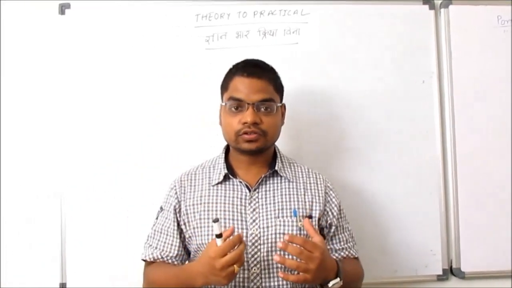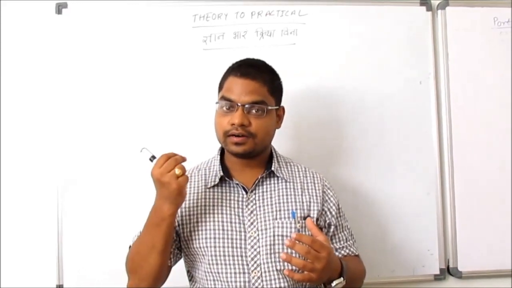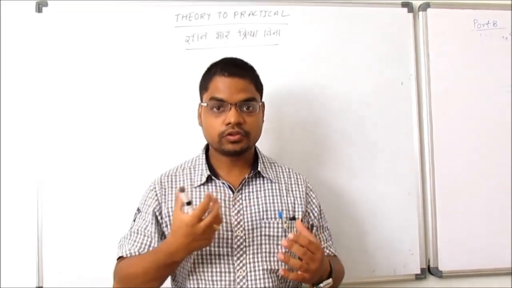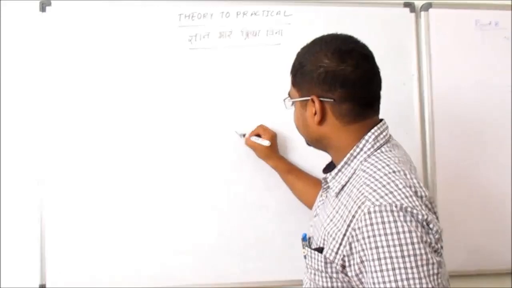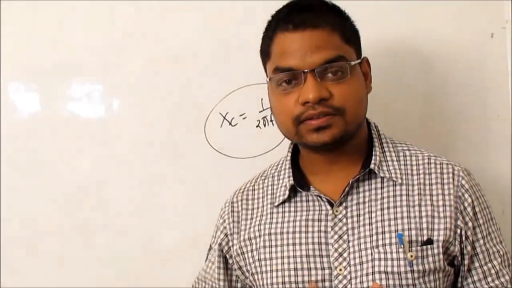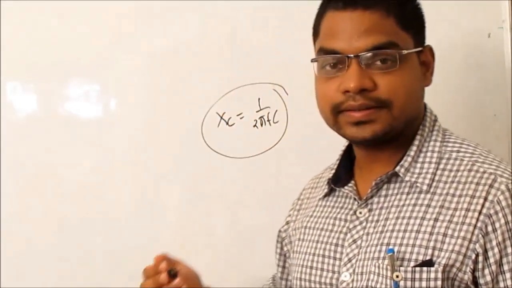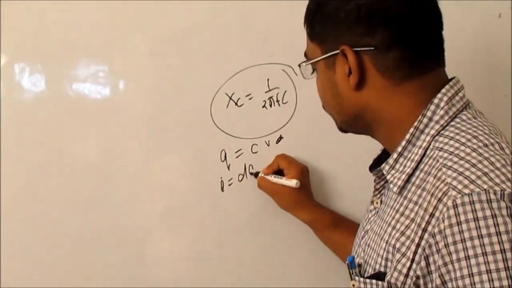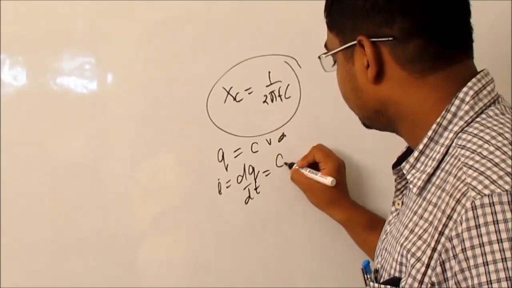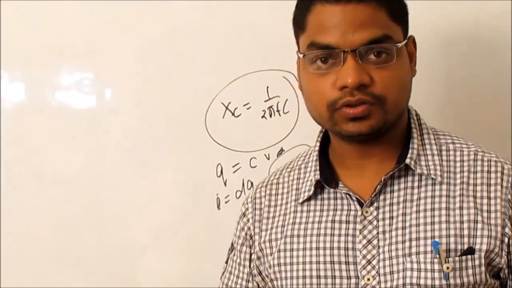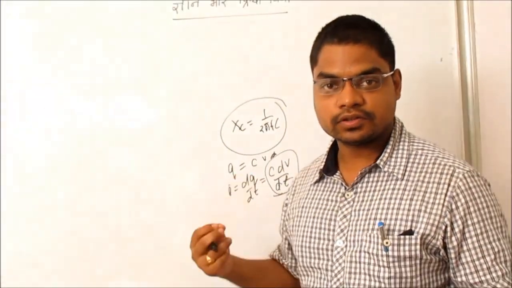Whereas in case of an AC source, we have a finite reactance because f is not 0, so it will allow the current to pass through. I am writing here the formula: Xc is 1 by 2 pi fC. We can understand this phenomenon using one more equation: we know Q is equal to CV, and I is equal to dQ by dt, which is C dV by dt. For our DC source, voltage is constant, so dV by dt is 0, so that's why the current will be 0.